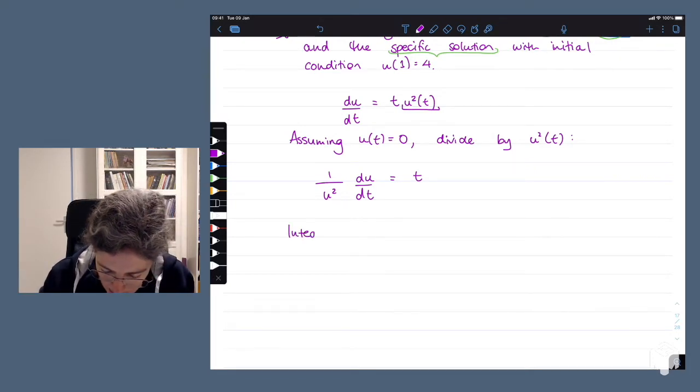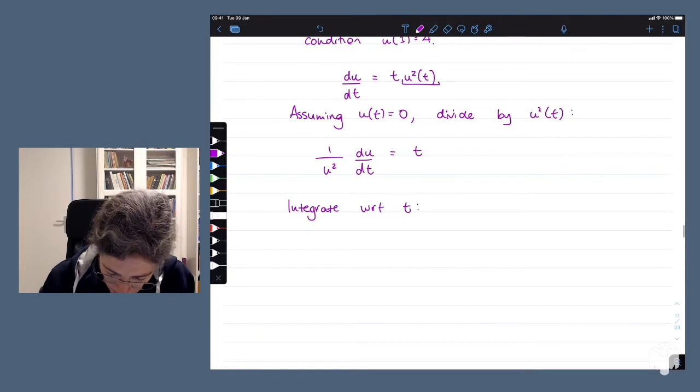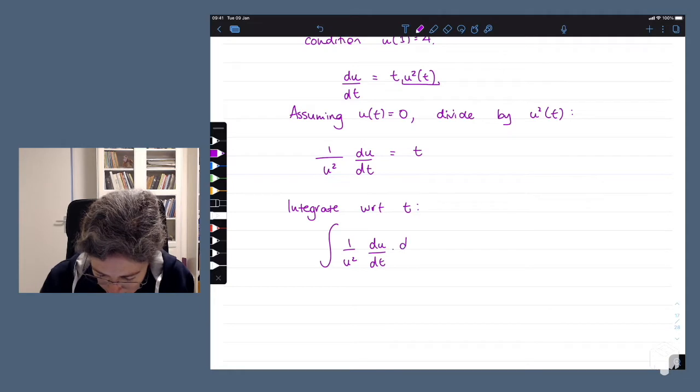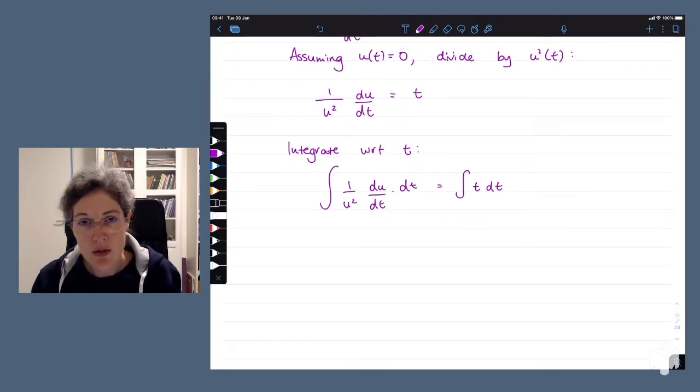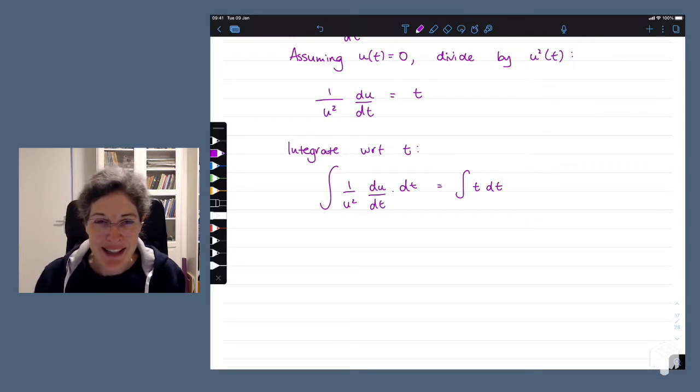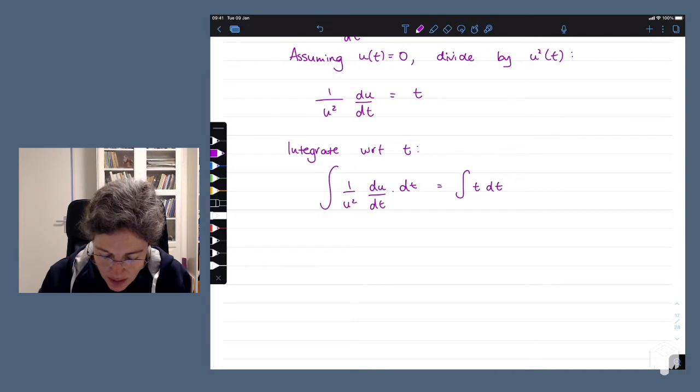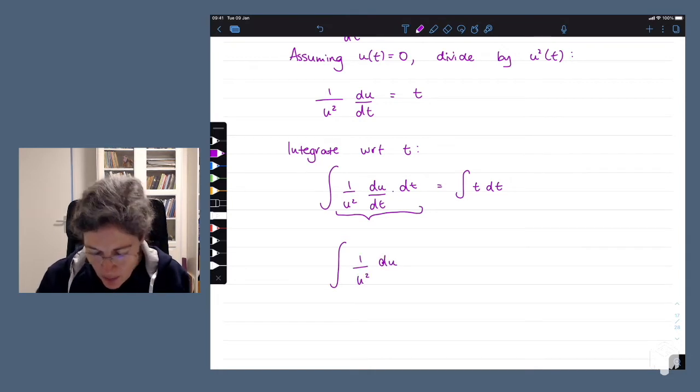So let's integrate. We're going to get the integral of 1 over u squared du by dt, integrated with respect to t. This is where the magic bit happens, and it is based on stuff you learned from Calculus 1. It's based on a change of variables, but it turns out that this slightly hairy looking thing over here is in fact equivalent to the rather delightful 1 over u squared du.